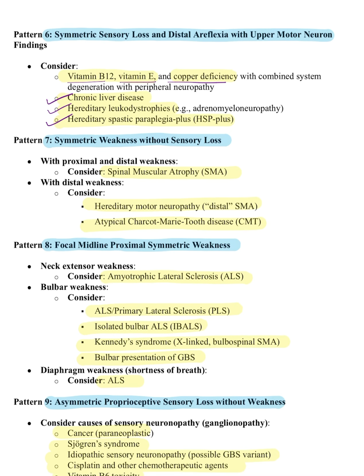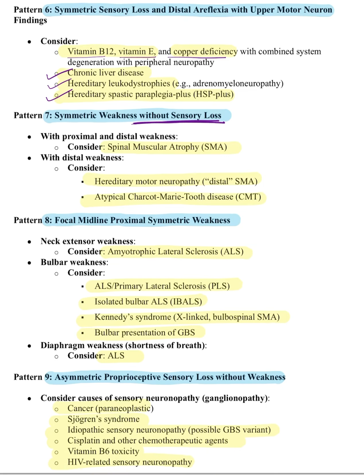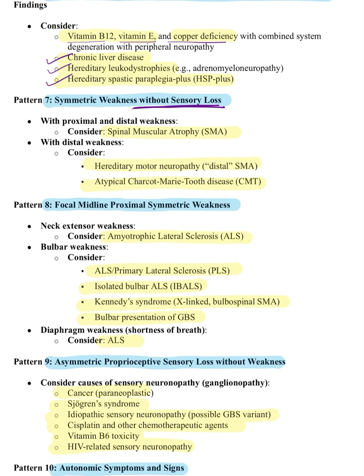Next is symmetrical weakness without sensory loss. Okay, only weakness is there. Then you will get it in spinal muscular atrophies. If both proximal and distal weakness are there, but only distal weakness is present, then you have to suspect hereditary motor neuropathies and atypical Charcot-Marie-Tooth disease.